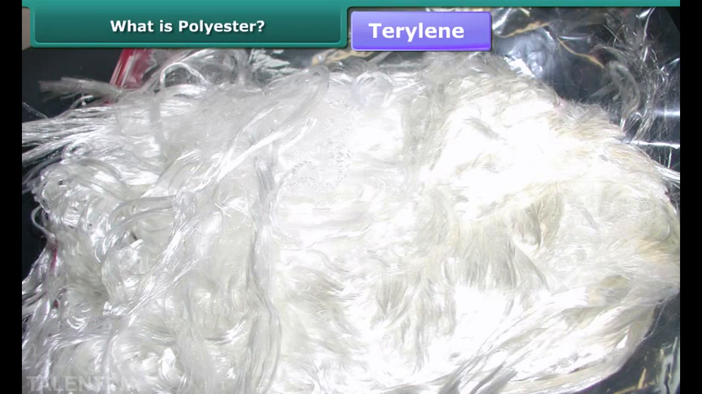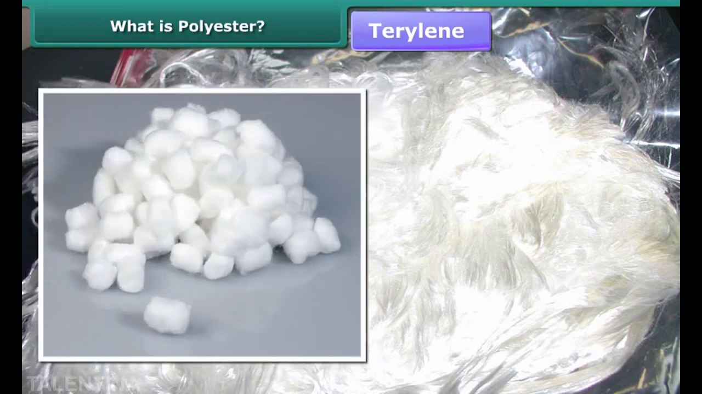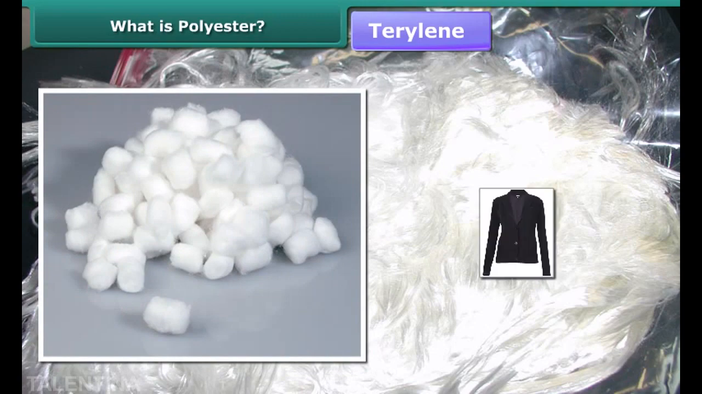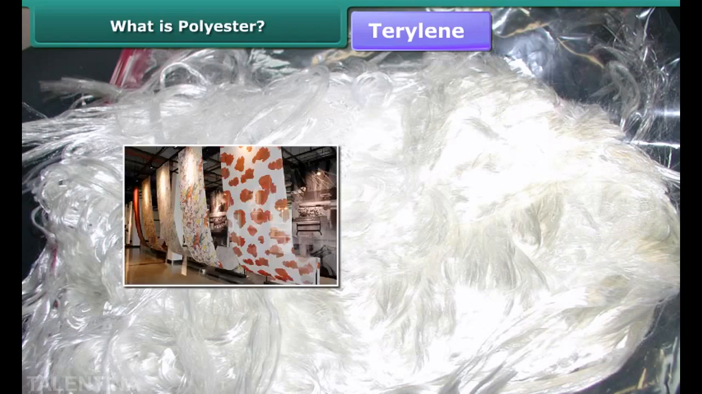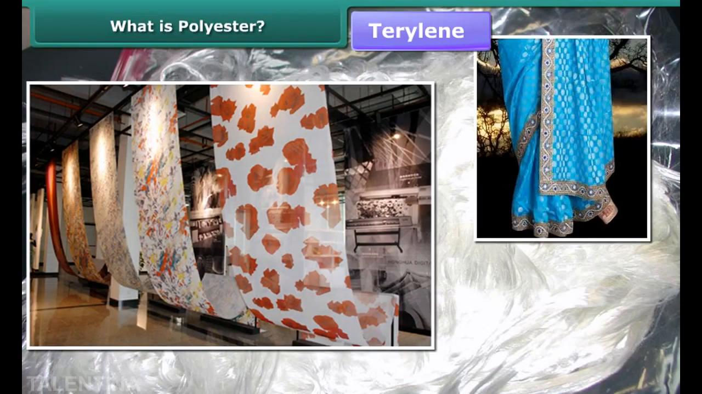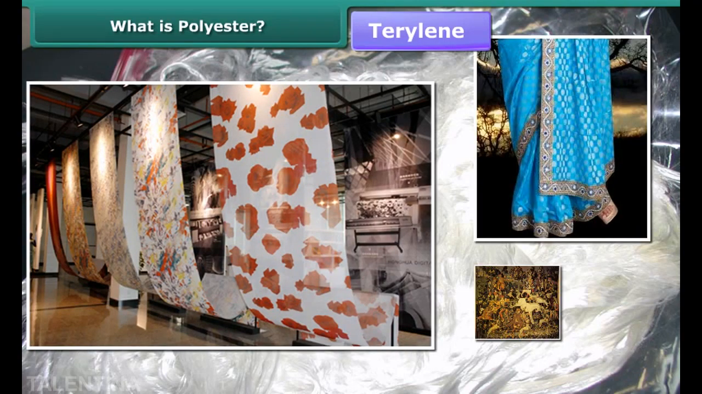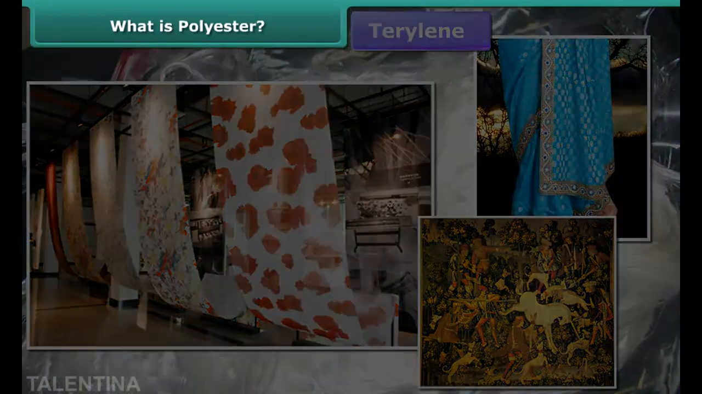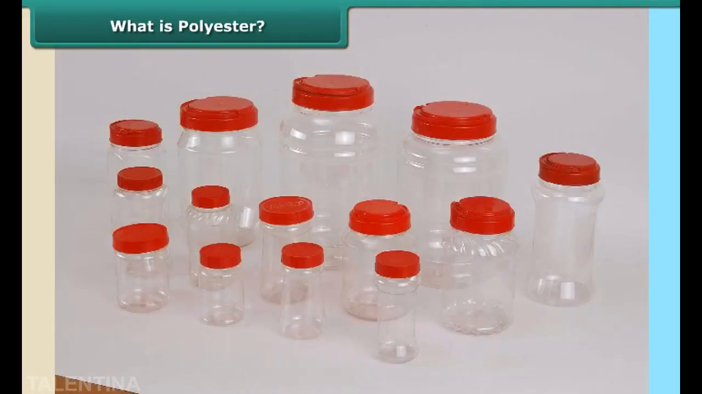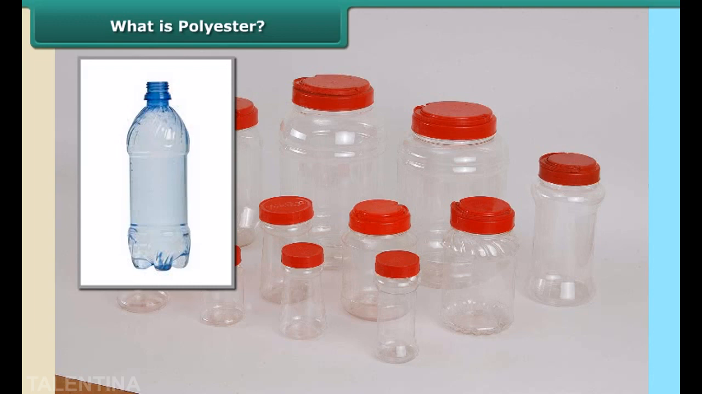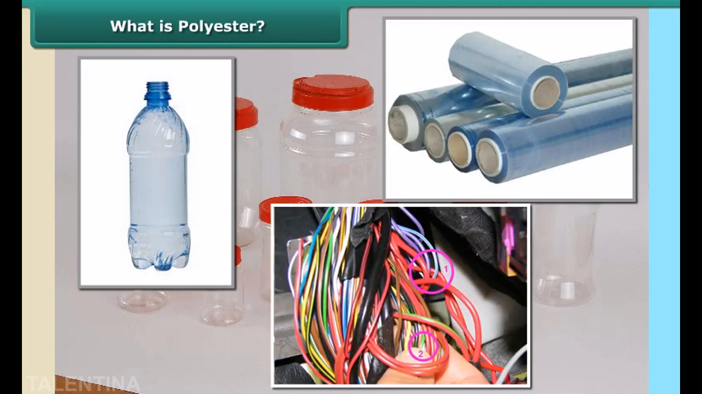Terylene can also be mixed with natural fibers like cotton or wool to give terry cotton or terry wool respectively. Terylene is used extensively in the textile industry to make clothes like saris, dress materials, tapestry, etc. Have you ever noticed that your mother always buys PET jars for storing rice, sugar, etc.? PET is a familiar form of polyester and is used for making bottles, jars, films, wires, etc.